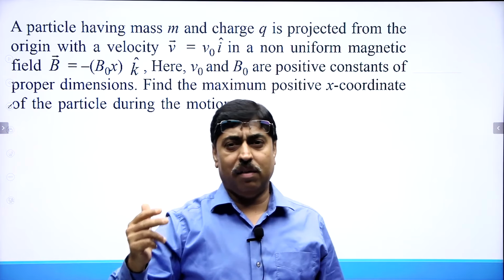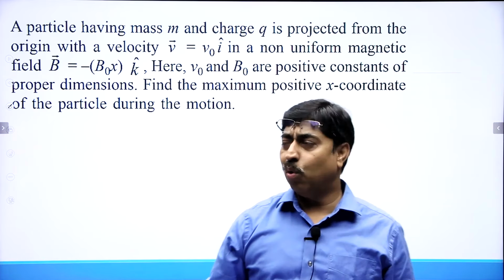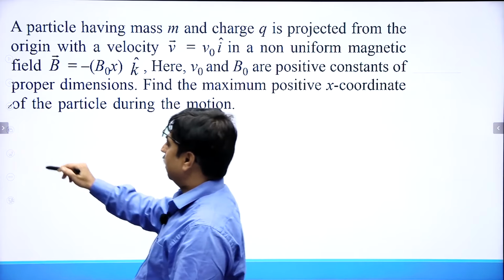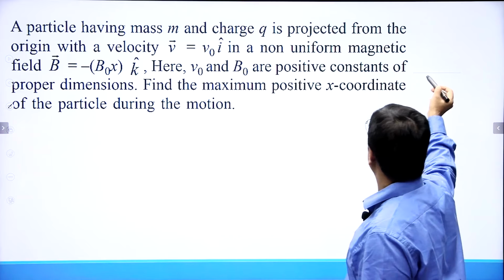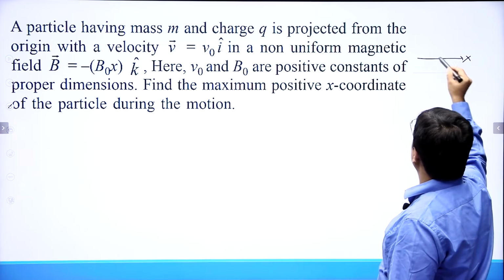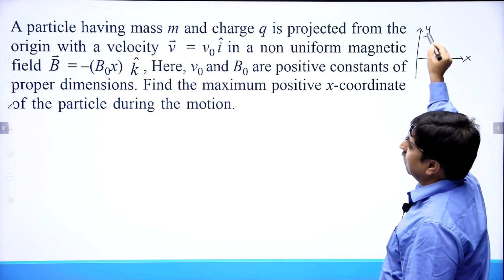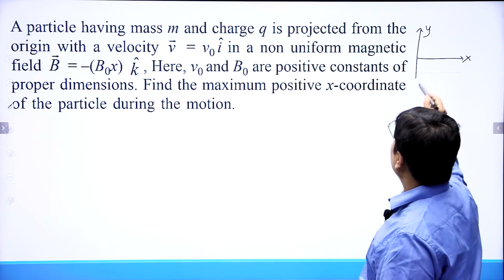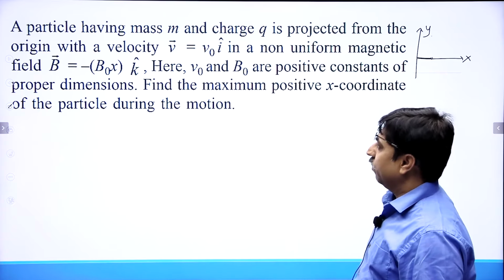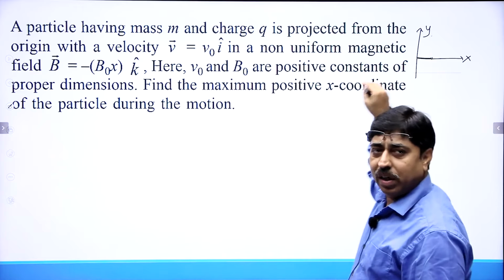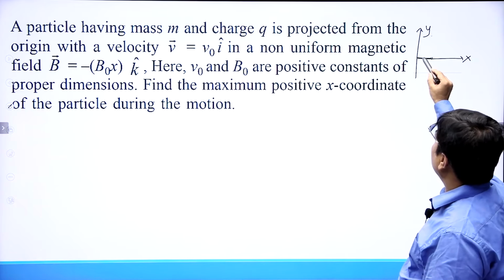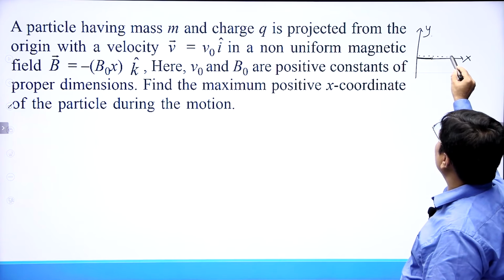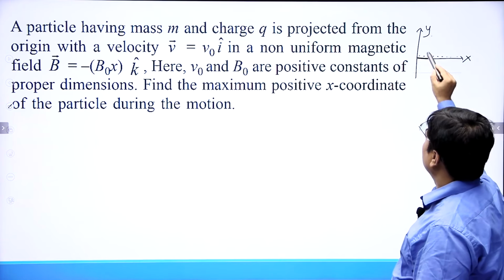And the second thing is the strength of magnetic field goes on increasing as the x coordinate goes on increasing. So, if I take this as x axis, this as y axis, then the particle has been thrown this way, that is one thing. Magnetic field is in negative z direction, so it is inwards. But the point is, the magnetic field goes on increasing as you move along the x axis.